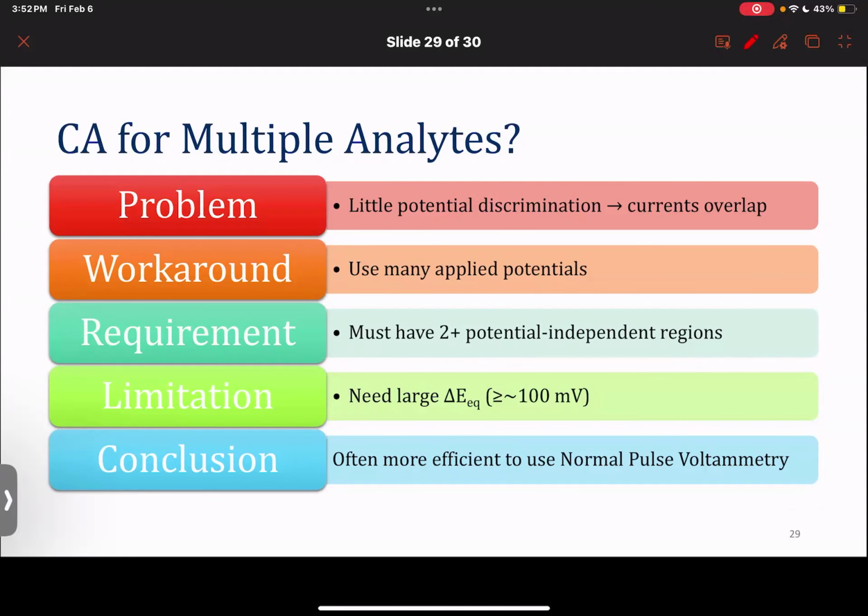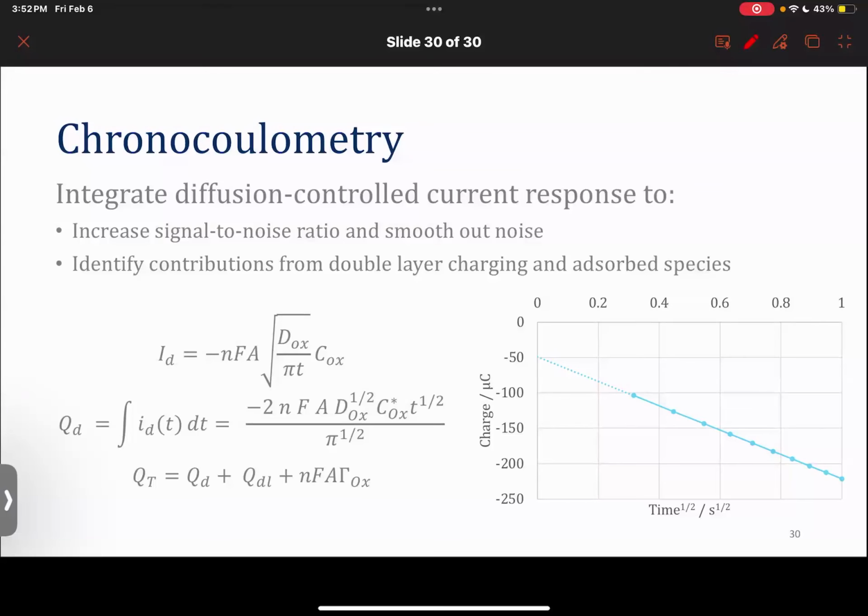as I've illustrated. Last, we've been talking about chronoamperometry this whole time. Chronocoulometry is a really useful way to use the exact same data. The only difference is you're now going to integrate your current over time. And so if I take the Cottrell equation and integrate it, I get this expression for my diffusion limited charge.